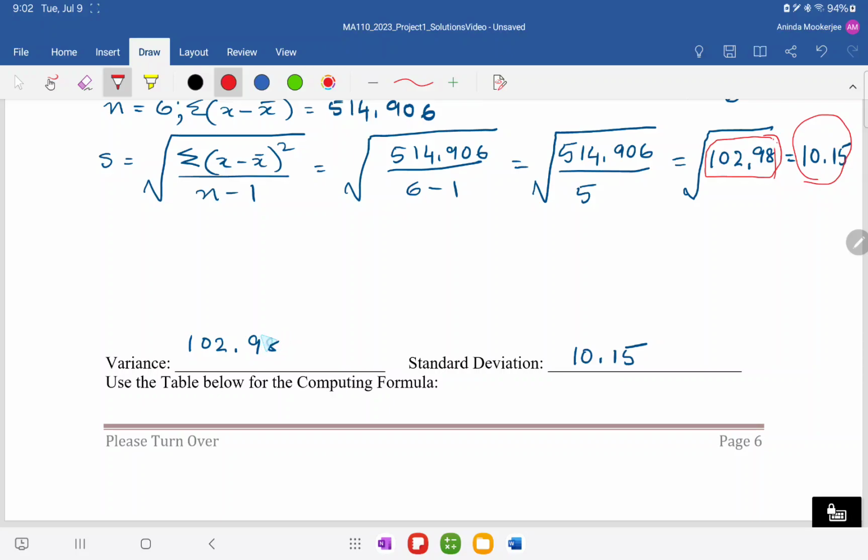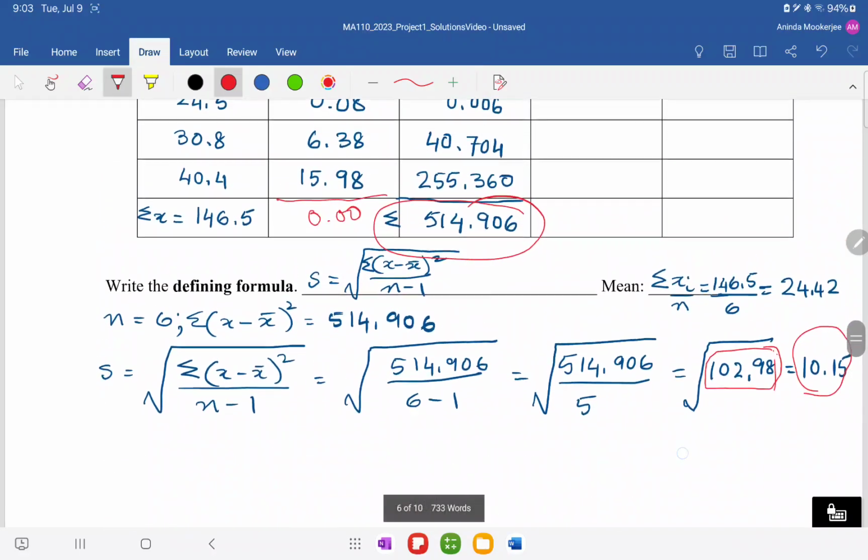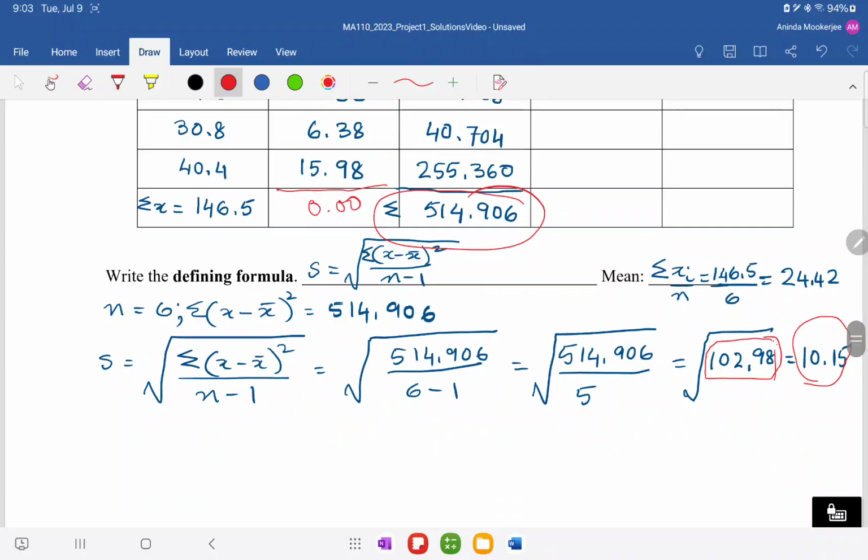You do not have to do a separate calculation to find the variance. You use the same process, and the variance is just one step before you take the square root. So 102.98 is the variance, and after you take the square root, it becomes the standard deviation, which is 10.15. So that was finding the variance and the standard deviation using the defining formula. Next, we will learn how to use the computing formula, and we should get the same answers for the variance and the standard deviation using the computing formula as well.